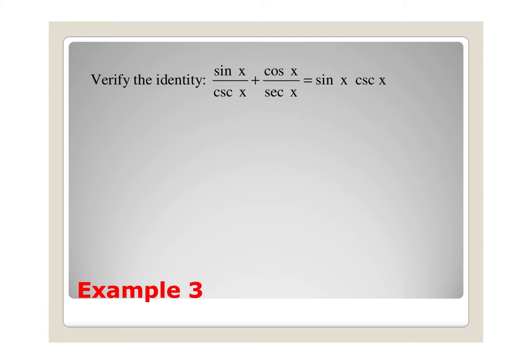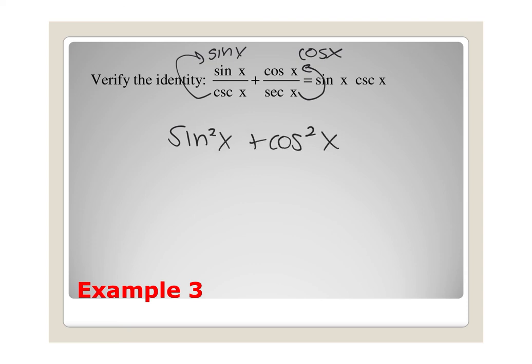All right, this one says sine of x over cosecant of x plus cosine of x over secant of x equals sine x cosecant of x. So first of all, this is one of those where you have a denominator all by itself, right? If I move those trig functions to the top, cosecant becomes what? Sine. Secant becomes cosine. And I end up with sine squared x plus cosine squared x. What's that? 1. So I'm at a dead end on that side.